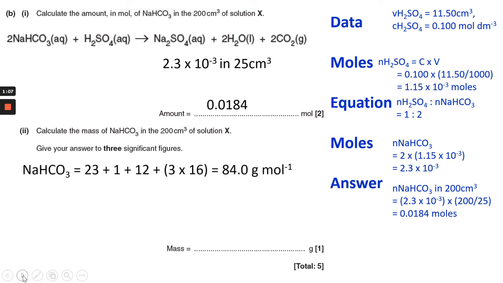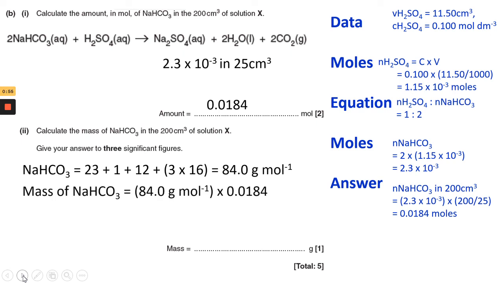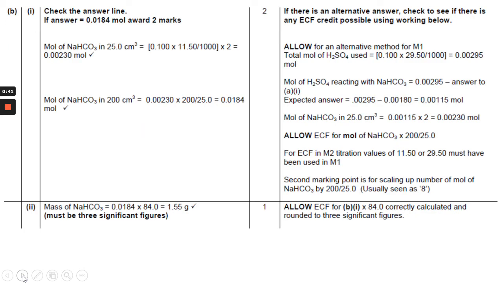Now what we need to do is convert that to a mass for the final part of the question. So adding up the atomic masses of each of the components of NaHCO3, that gives us 84 grams per mole, and we multiply that by 0.0184, which gives us 1.55. So just take a moment to memorize those two values, the 0.0184 and the 1.55, and we can just check our answers there. And you can see what the 2 marks are for in the first part, and the final mark is for 1.55 to 3 significant figures.